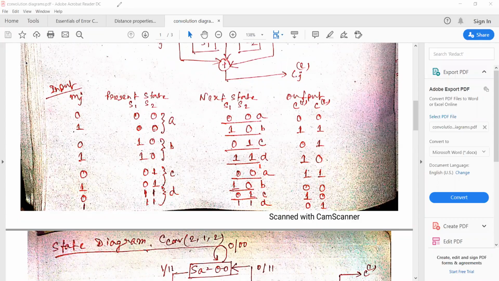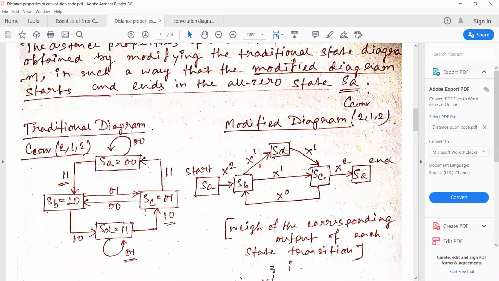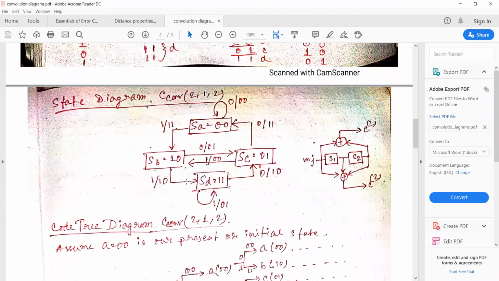So now I'm going to our previous thing, that is my traditional diagram. I'm just writing the same structure as before, the structure from your previous lecture or previous PDF. I'm writing only the outputs, not the inputs. I'm not bothered about the input, I'm just writing only the output.